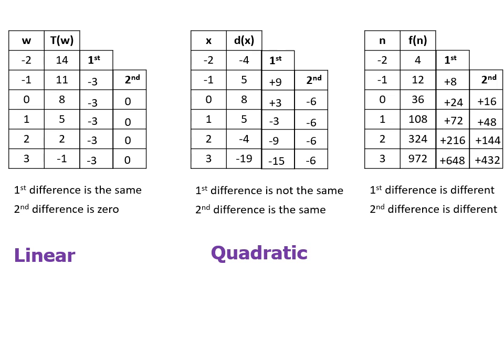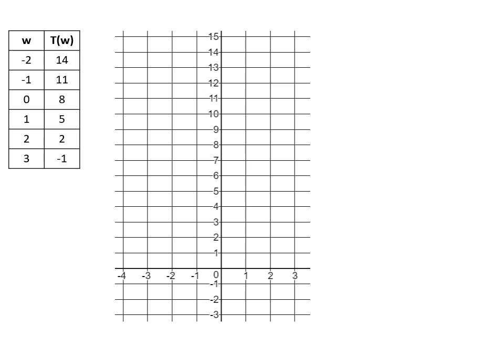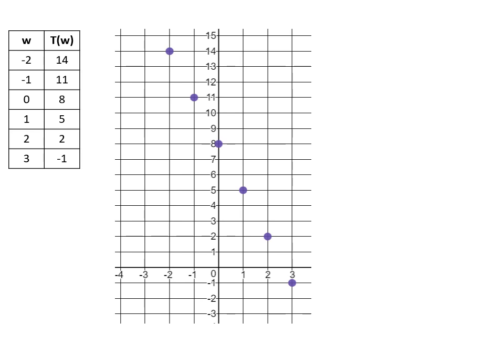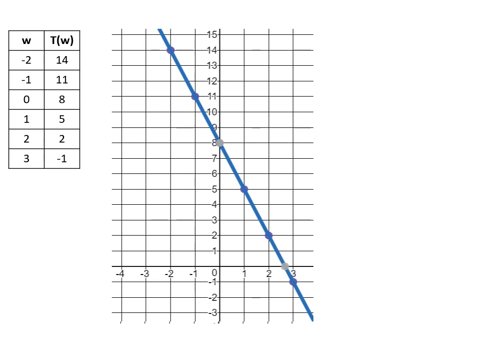Now we're going to take those same tables and graph them. So you might want a piece of graph paper so that you can tape this in. But start with looking at the first table. Our x's go from negative 2 to 3, so if you notice on my graph I'm going from negative 4 to 3. And our y's go from negative 1 to 14, so that's why I'm down at negative 3 up to 15. We plot the points, look at them in that nice straight line, then you draw a line through it.